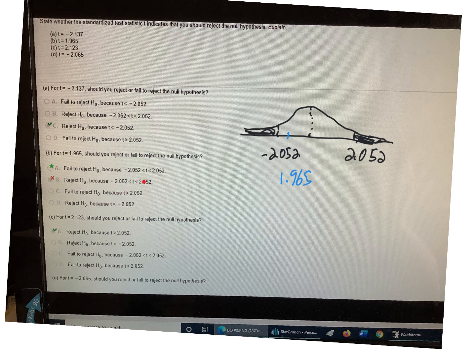Part of it's chopped off, but from what I can see here, it must be a two-tailed test with the critical values negative 2.052 and positive 2.052. So anything beyond those is in the rejection region. If it's in here, it's in the rejection region, or if it's in here, it's in the rejection region. So it's in one of these two parts.